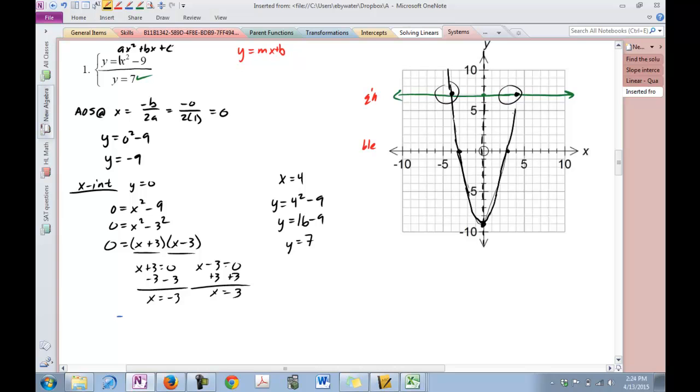And not only that, but I did just happen to get my two intersection points right there and right there. And so I now have my final answer, which you'll note is the same as last time when I did it by substitution. 4, 7, which is this point right here, and negative 4, 7, which was this point right here. That's question number 1. Why don't you try number 2 on your own?